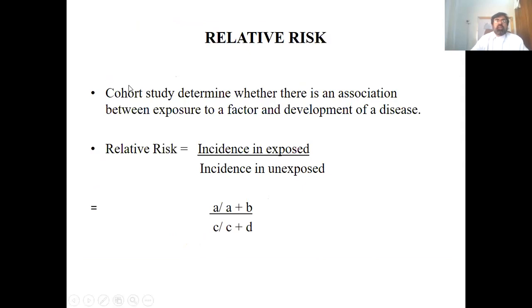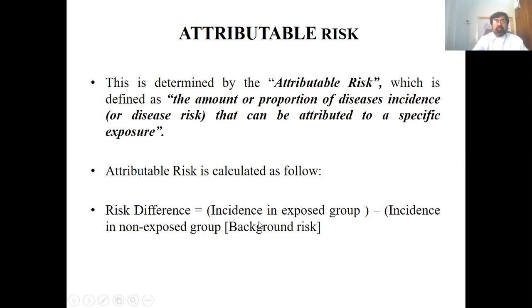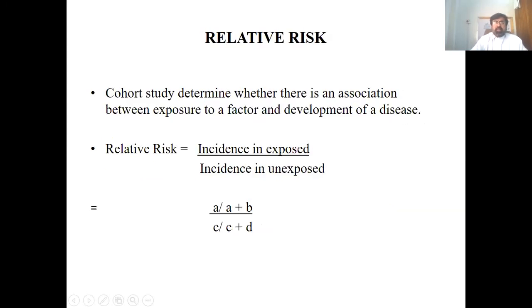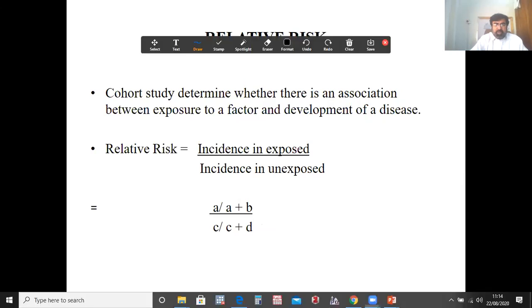And relative risk: a cohort study determines whether there is an association between exposure and development of a disease. The relative risk is calculated through this formula, incidence in exposed and incidence in unexposed, A over A plus B divided by C over C plus D. And attributable risk is also determined. Let us take an example. I'm going to explain it on the board.